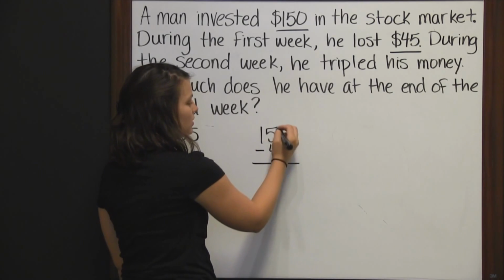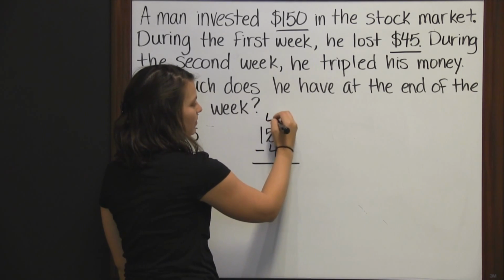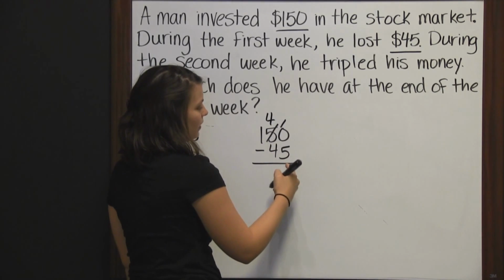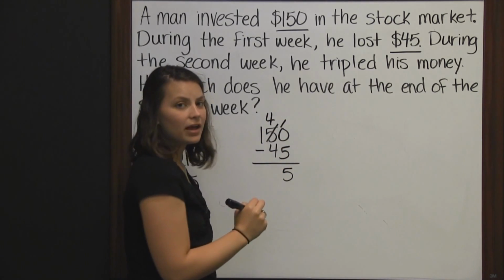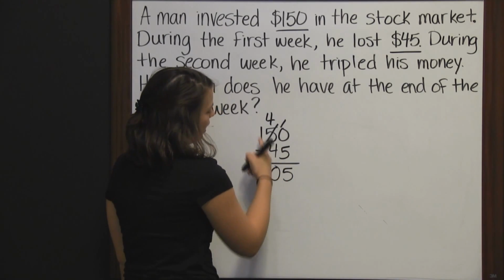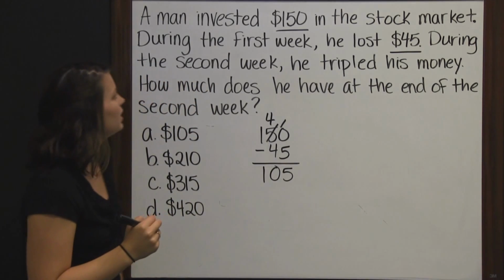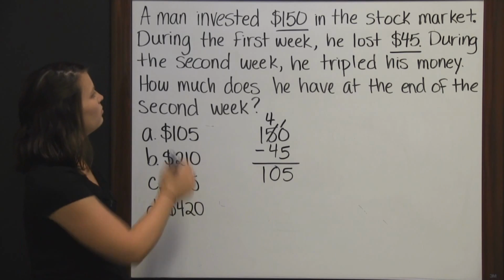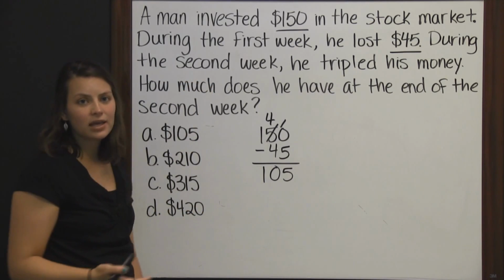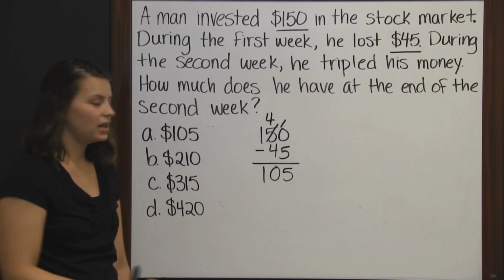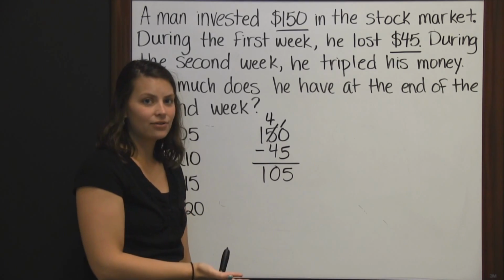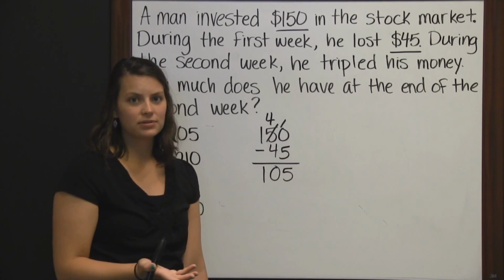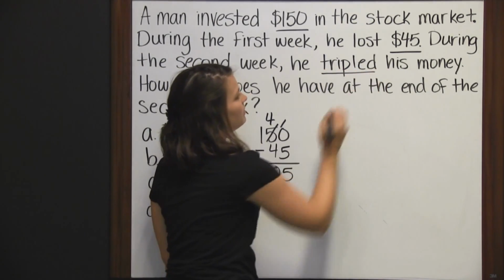We can't take 5 from 0, so borrow from the 5, it becomes 4. So this is 10. 10 minus 5 is 5. 4 minus 4 is 0. And we bring down our 1. So at the end of the first week then, he has $105. Moving to the second sentence, we see that during the second week, he tripled his money. Remember, this is his money now since he lost the $45. So this is what is tripled. And tripled means times 3.